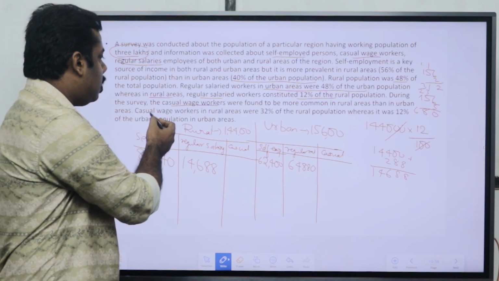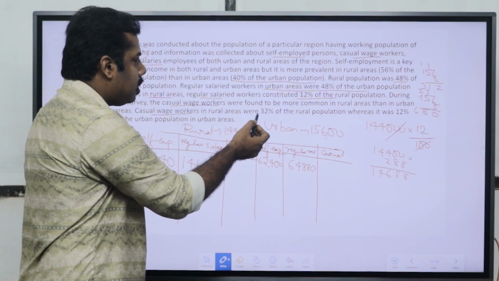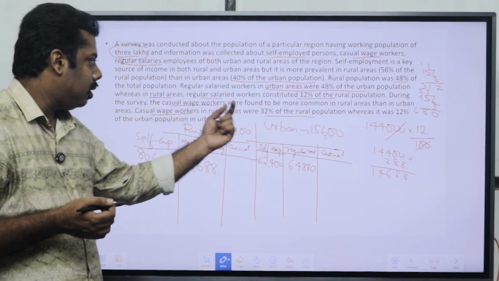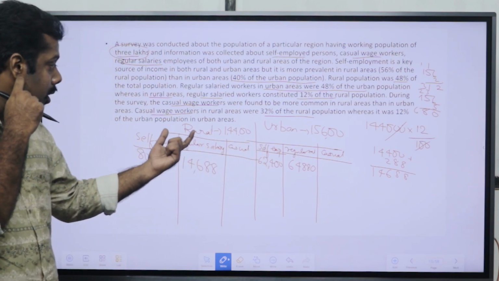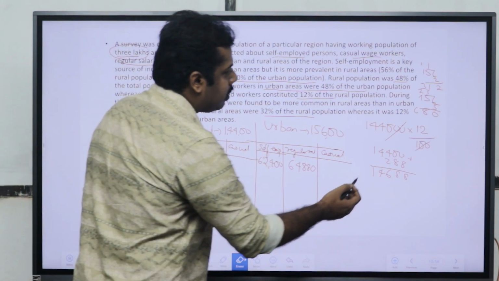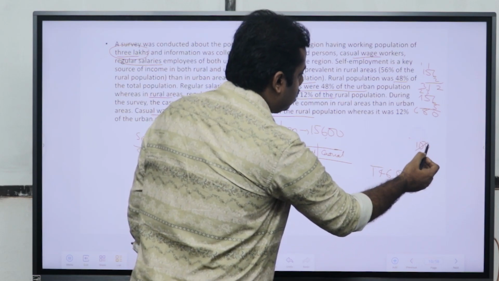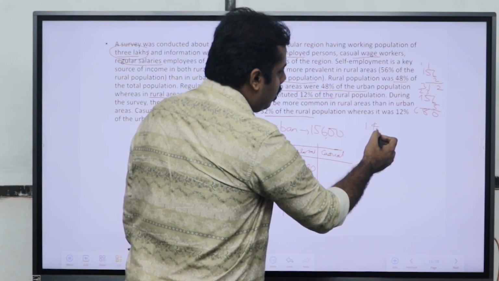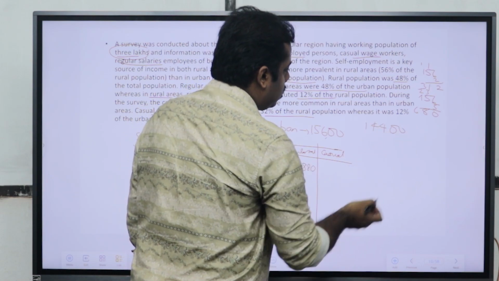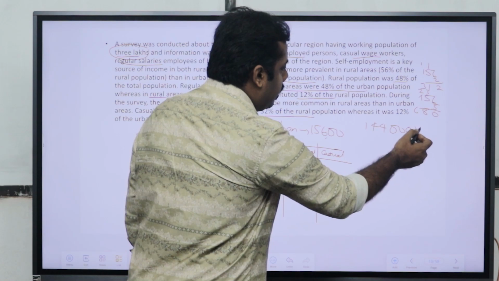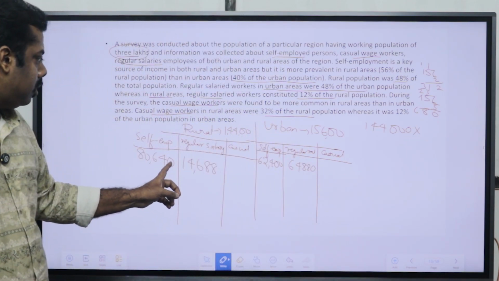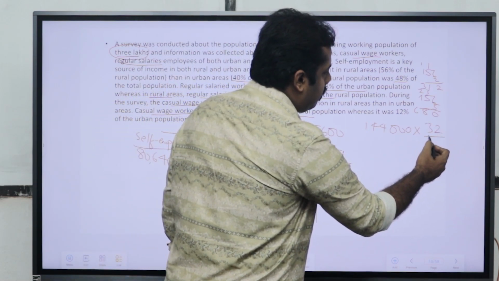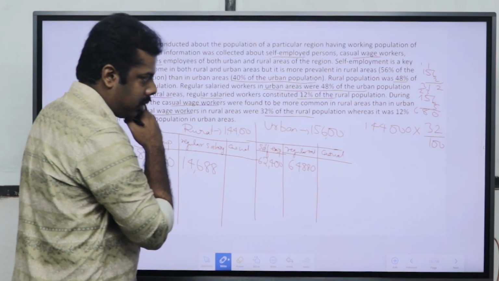Casual wage workers in the rural areas were 32% of the rural population. The rural population, as we know, is 1,44,000. In that value, we have to find 32% of that.